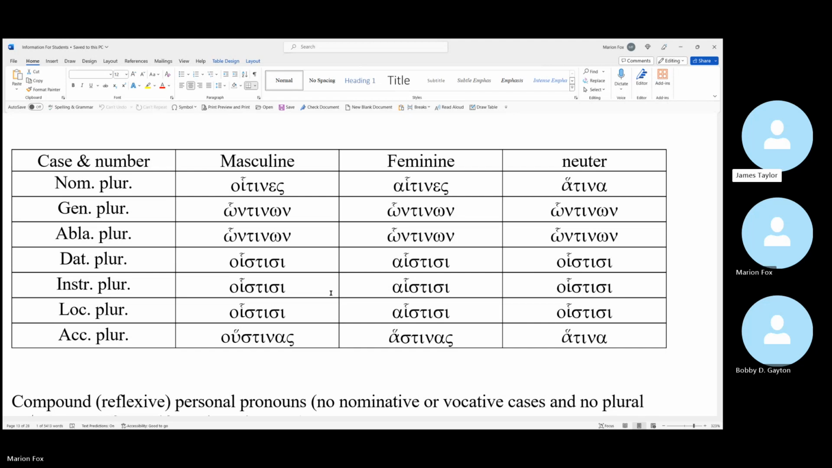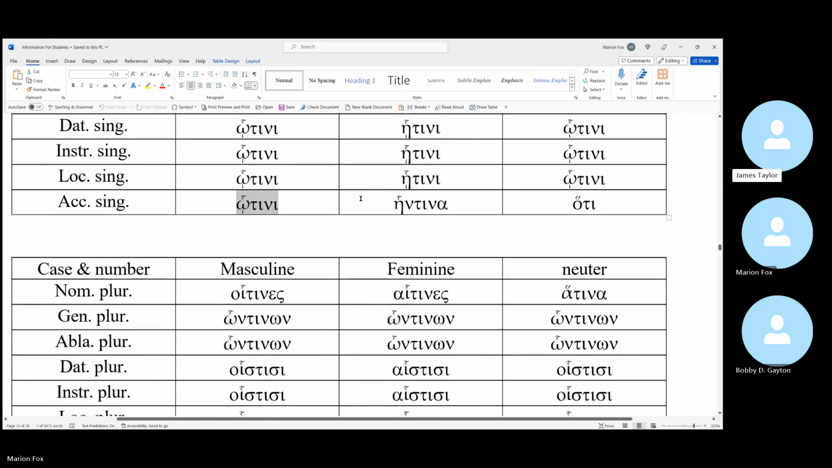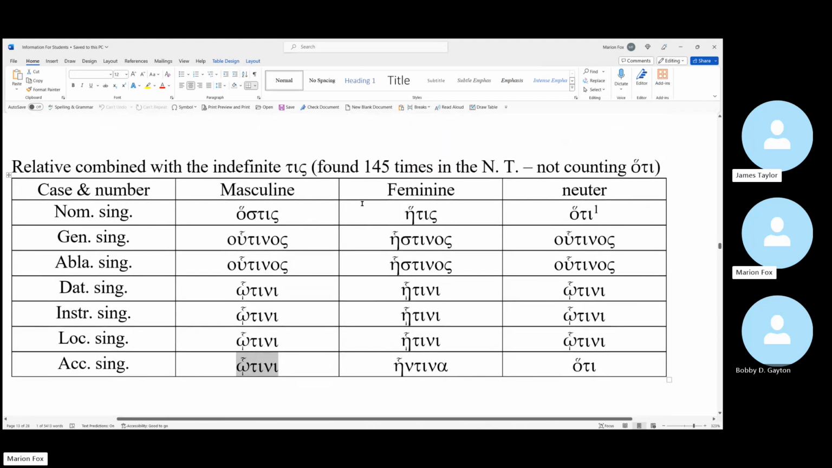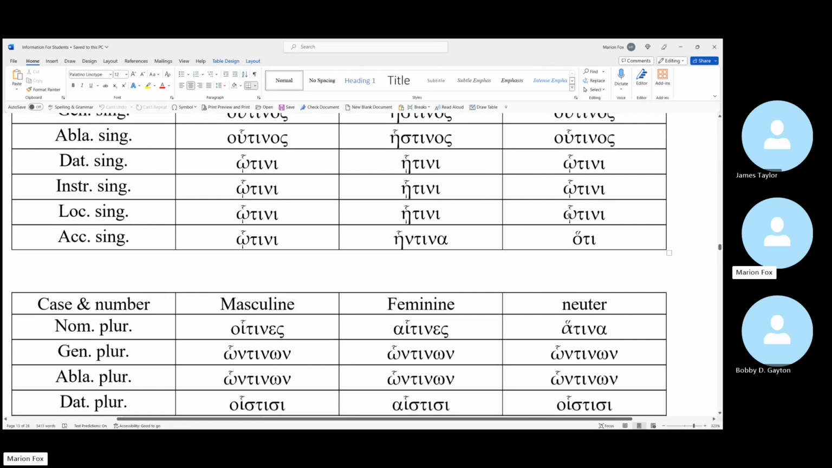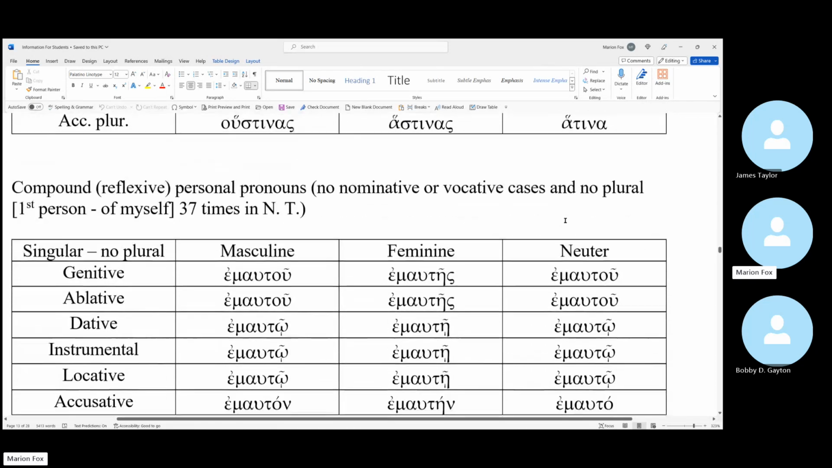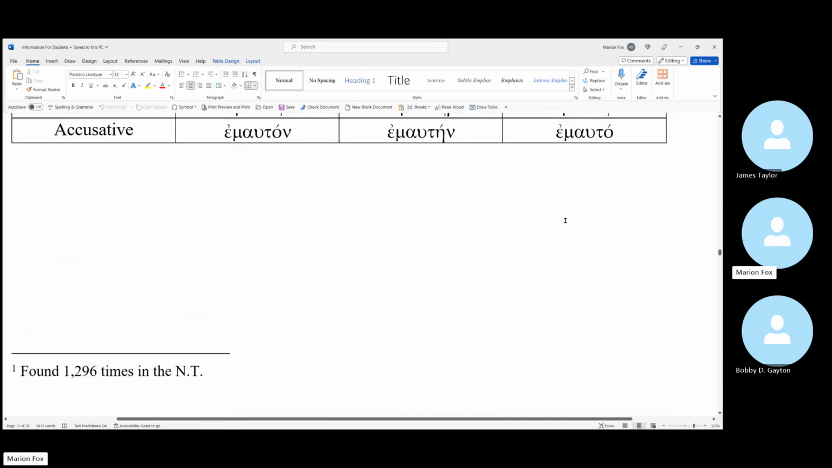Yeah, some of the other forms are certainly distinct from the nominative singular. There's your feminine. The form hoti is found 145 times. This word is, but the form ho ti, I'll get up the footnote over here. That form, ho ti, probably a footnote down here, and that one's found 1,296 times.